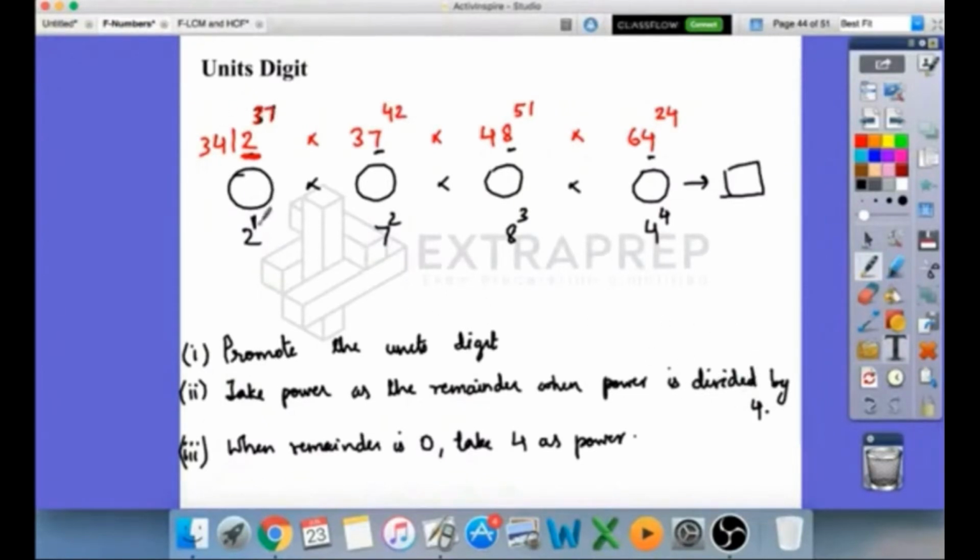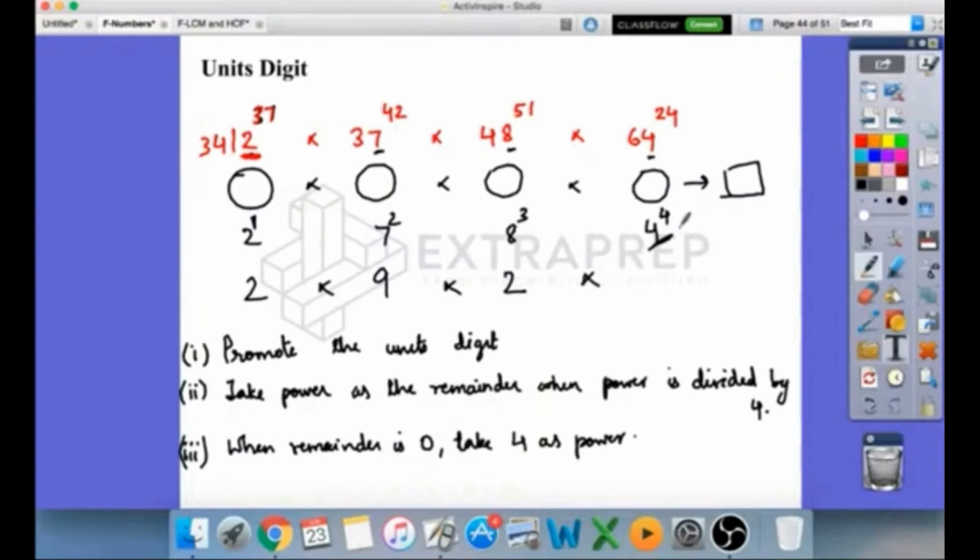So 37 divided by 4, you took the remainder, which is 1. 42 by 4, the remainder is 2. 51 by 4, the remainder is 3. 24 by 4, the remainder is 0, and so you took 4 as the value. Now 2 power 1 is 2. 7 square, what's the last digit? 9. 8 cube, what's the last digit? 2.